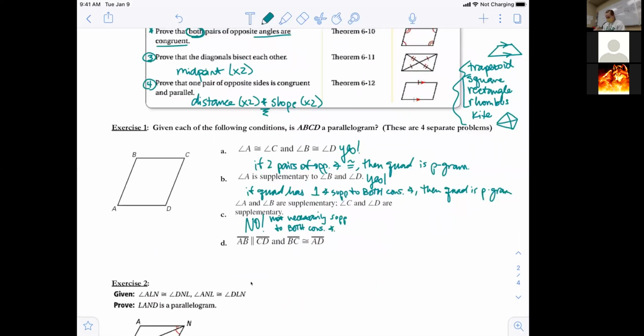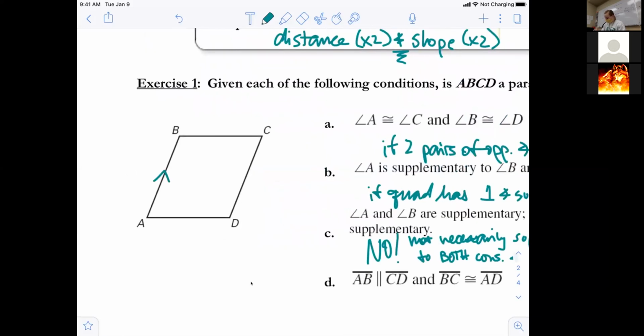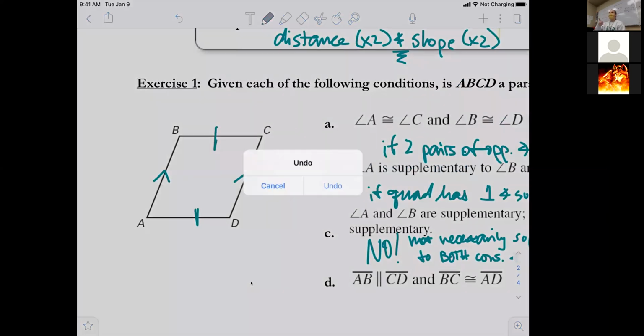All right, last one of this example. AB is parallel to CD and BC is congruent to AD. What do we think? Yes, no, yes, no. Why do you keep doing that, bud?